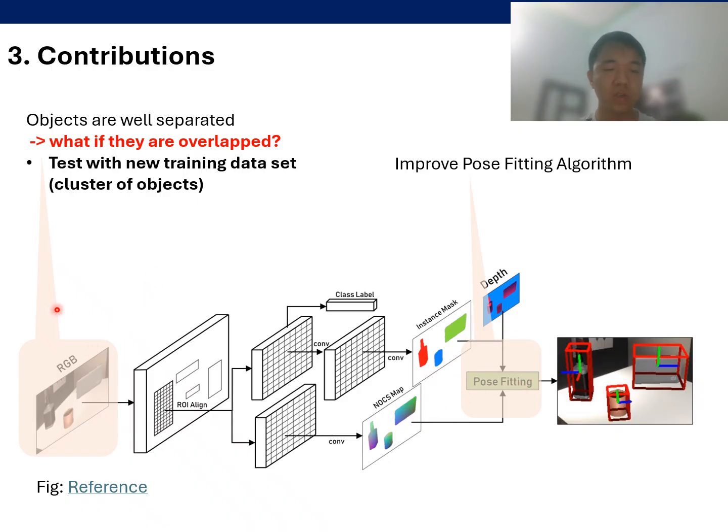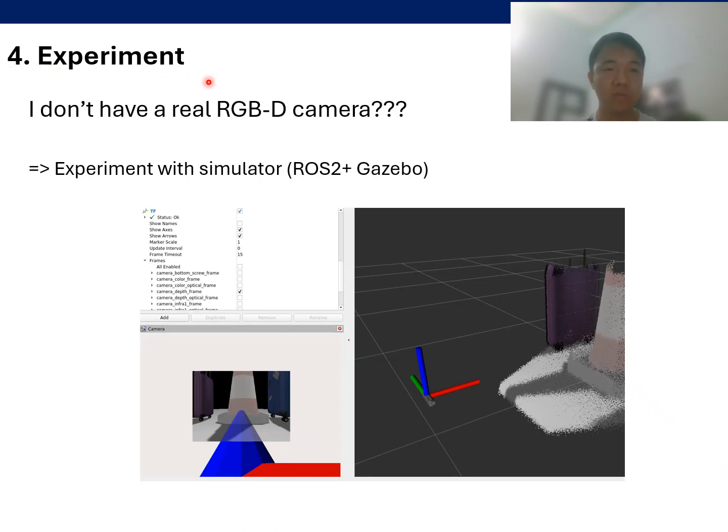I'm still considering whether to test with a different training dataset where the objects are overlapped, or to improve the pose estimation algorithm here. Regarding the experiment, because I don't have a real RGBD camera, I will implement the algorithm in a simulator, that is Gazebo combined with a ROS2 environment, to validate the effectiveness of the framework. So that is my presentation.